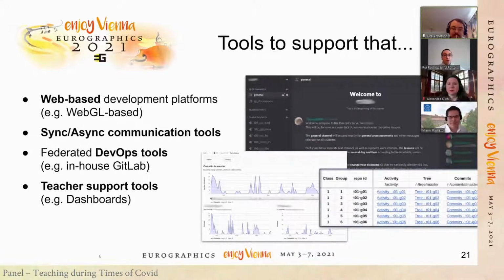we explored even more some of the tools that we were using before. We were already using for some time web-based development platforms for assignments on the earlier courses on computer graphics on bachelor's and master's, and we explored that even more. We used also a lot more synchronous and asynchronous communication tools, such as, for instance, Discord, which would allow us to be on class time synchronously with the students, but also would allow them to asynchronously contact us throughout the process. And we explored, for those easier checkpoints and their controls, the use of DevOps tools such as GitLab, federated GitLab, and dashboards that we created to help in the process of keeping track of the students' progress throughout the course.